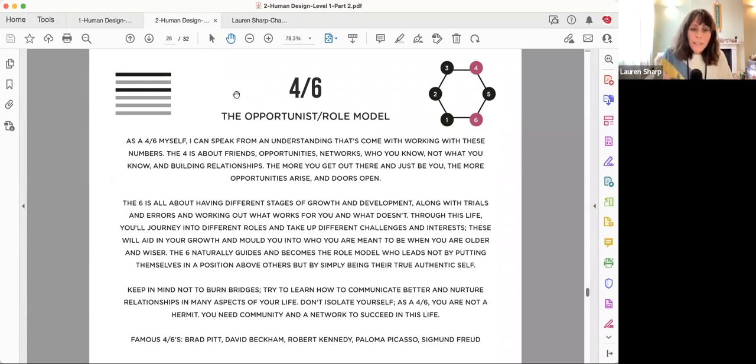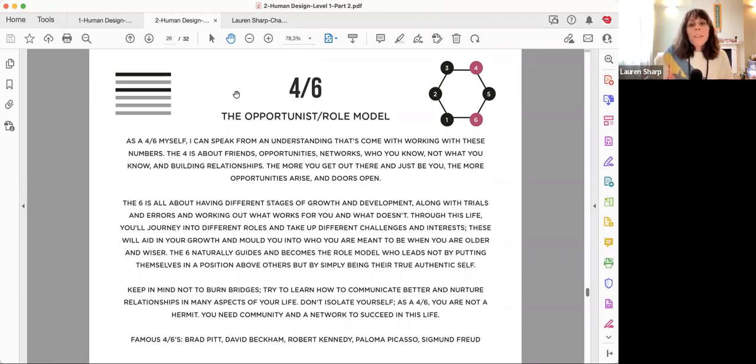So the 4 6, the opportunities come through your network. You have different stages of development. It's trial and error. You're working out things. Does this work for me? Doesn't it work for me? And then as you become older, you grow into you and you become your true self and you're comfortable to stand in that. And everything you've learned, everything you've been through, it comes in.